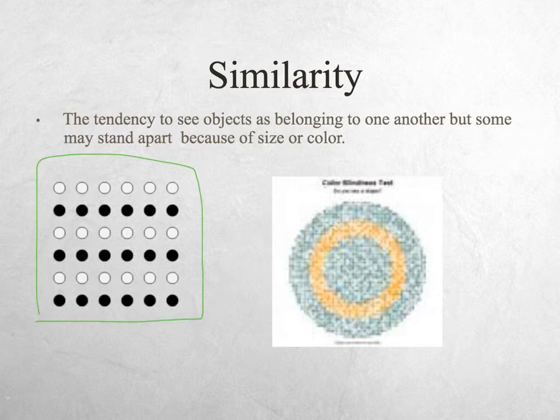So the tendency to see objects as belonging to one another, but some may stand apart. We see this as a circle, but we also see a circle within a circle. Okay, and oftentimes there are letters embedded in these that are a different color as well or a different size, and we have to look very hard to see those individual pieces because we tend to see it as being similar.